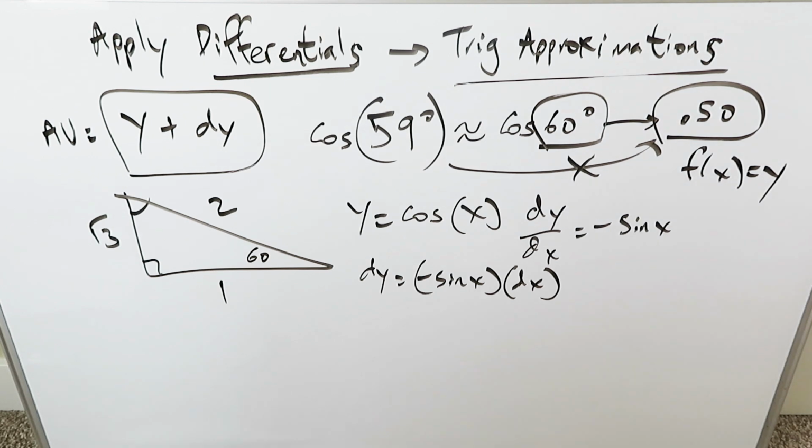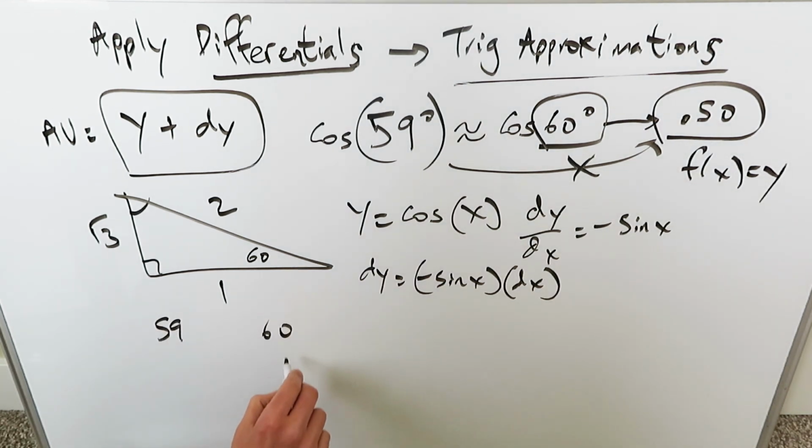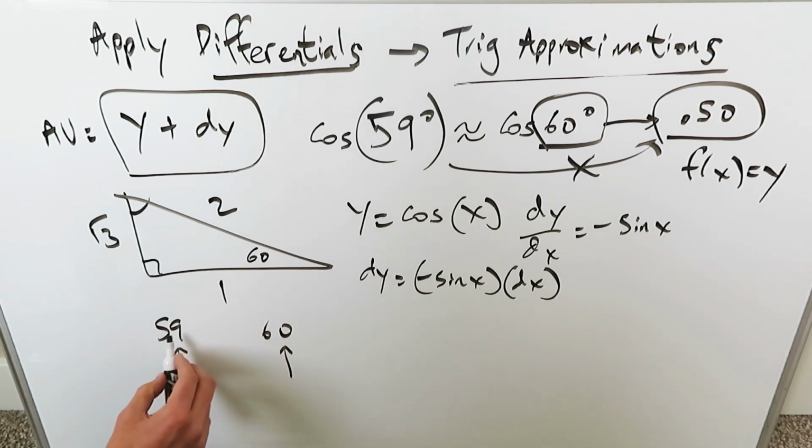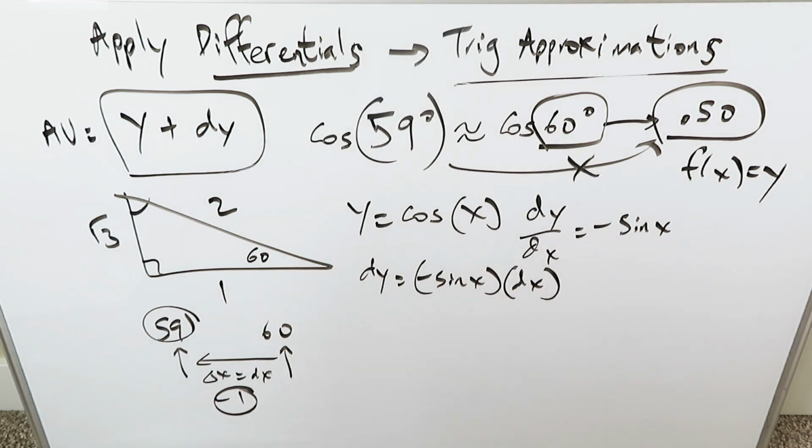But let's worry about dx. I have a certain angle here, 59. I have a certain angle here, 60. This is one x value. This is another x value. Here's my standard value. This is the value I'm interested in. I'm looking backwards. My delta x, which is equal to my dx, the differential, is equal to what here? It's equal to minus 1. That's your dx. But look, this is minus 1 degree.